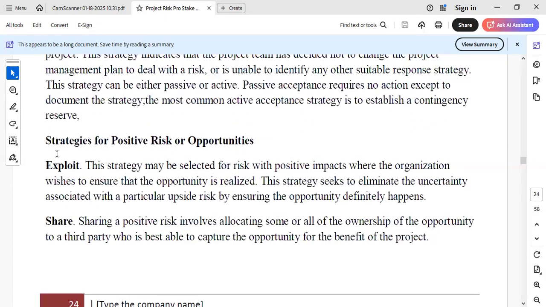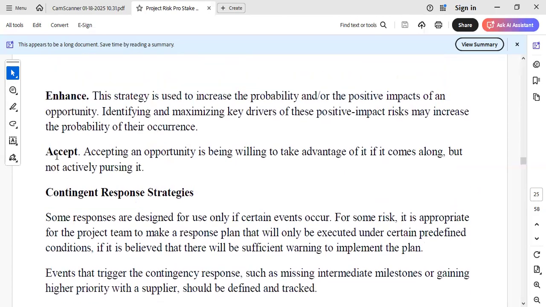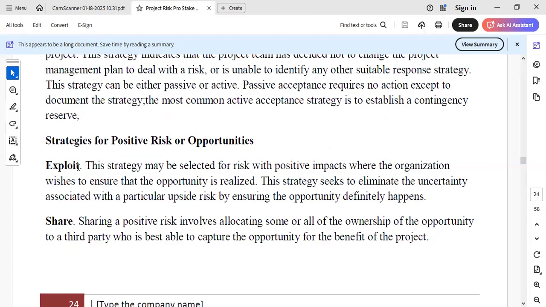Now you see that we have S, E, and A. That is to say that positive risks, if they are positive, there are opportunities which you have analyzed, identified. They can be accepted.